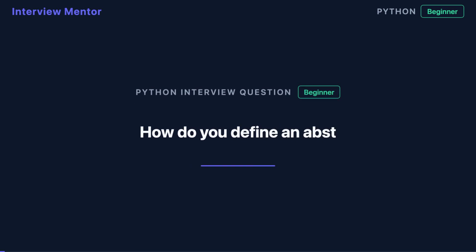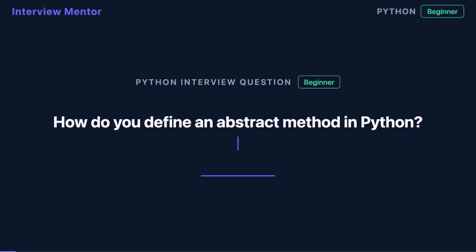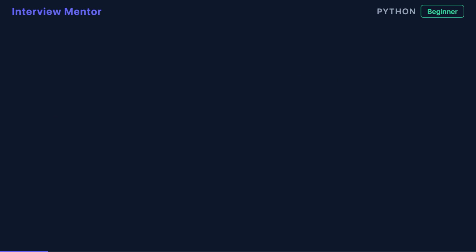Here's a mistake I see all the time: trying to create abstract methods in Python without the right tools. Unlike Java or C#, Python doesn't have a built-in abstract keyword. So how do you actually do it?